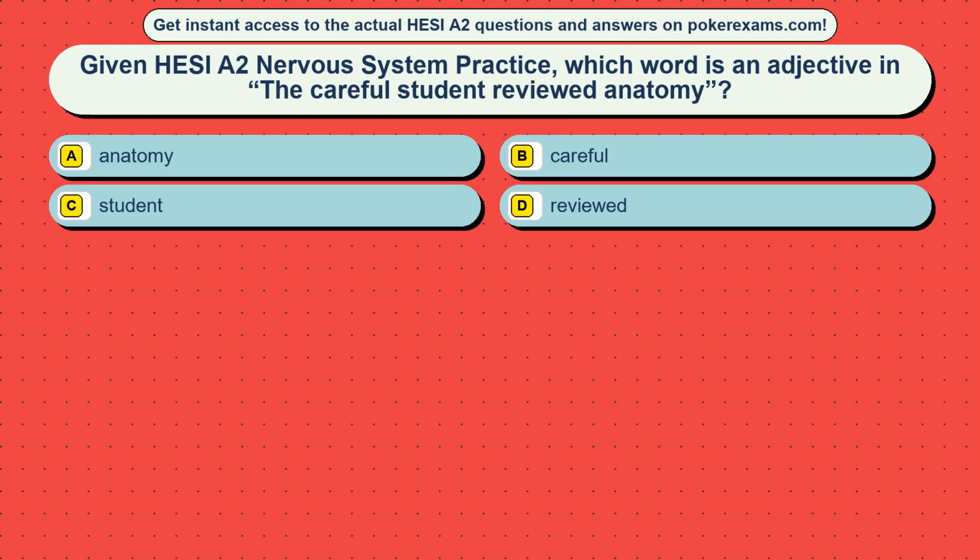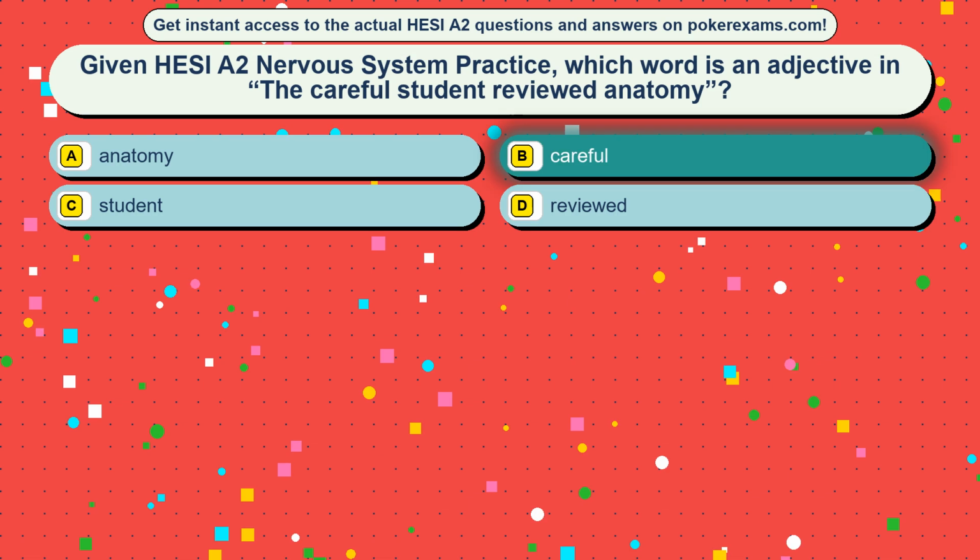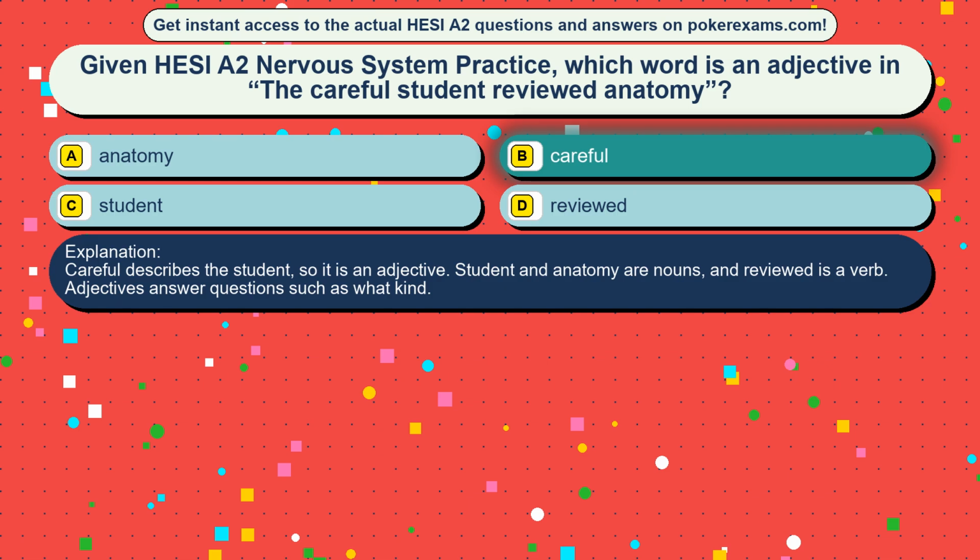Question 8. Given HESI A2 nervous system practice, which word is an adjective in "the careful student reviewed anatomy"? Option A, anatomy. Option B, careful. Option C, student. Option D, reviewed. The correct answer is option B, careful. Careful describes the student, so it is an adjective. Student and anatomy are nouns, and reviewed is a verb. Adjectives answer questions such as what kind.